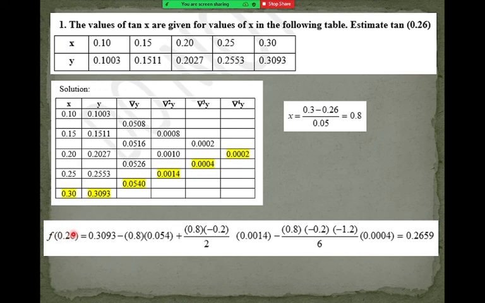This is f of a minus xh is equal to f of a. F of a is here, minus x into del f of a, plus x into x minus 1 upon 2. Now here it is a change, x minus 1, so 0.8 minus 1 upon 2, into del square f of a, and so on. And you will observe tan 0.26 coming as 0.2659. You can cross check it on a calculator also. If you have any doubt, you can ask.